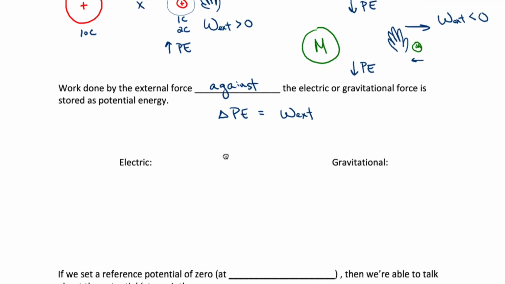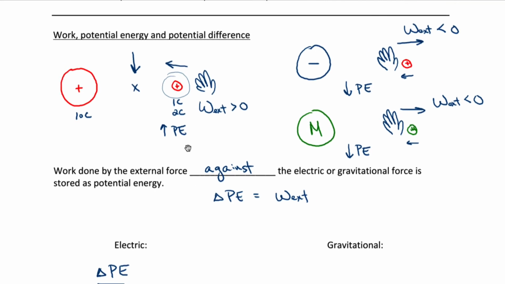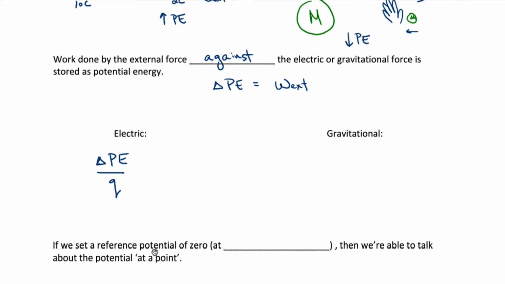So in the electric situation, we're going to take the change in potential energy, and we're going to divide that by the charge on that small charge, this little charge over here. And that's equal to the work divided by that charge. And we're going to call that the change in potential, delta V. And I'm going to put a little sub E here because we're talking about the electric situation.